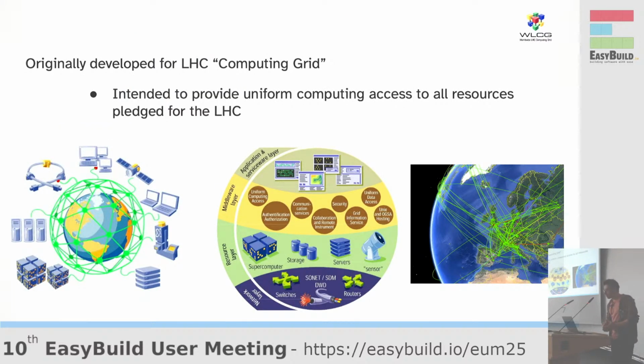Originally, this was developed for the Large Hadron Collider at CERN. We have something that we call the computing grid, the idea that we connect all of the computing resources around the globe of universities participating in the Large Hadron Collider. It's similar to the electrical grid, where you can just plug in something and you get electricity from who knows where. Here you can just plug your job into this computing grid, and it will run, and you don't even need to concern yourself too much. What it did very effectively is provide uniform computing access to all resources that were pledged to the LHC.